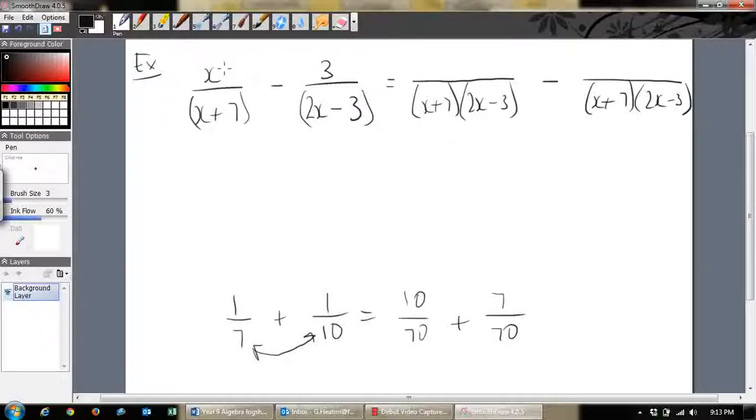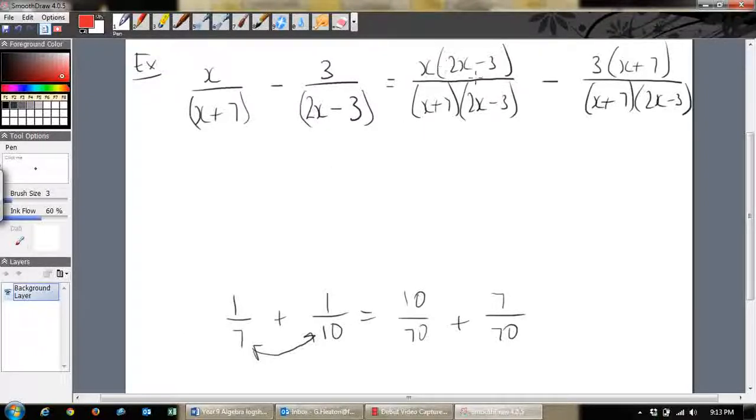Firstly, what have we done to this fraction? What have we multiplied this by to get this? Well, we've multiplied it by 2x minus 3. So we've multiplied the bottom line by 2x minus 3. We need to multiply the top line by 2x minus 3. Okay, so that's that. Over this side, what have we multiplied this by to get this? Well, we've multiplied it by x plus 7. We've multiplied this bottom line by x plus 7, so we need to multiply the top line by x plus 7. So we have 3 times (x plus 7).